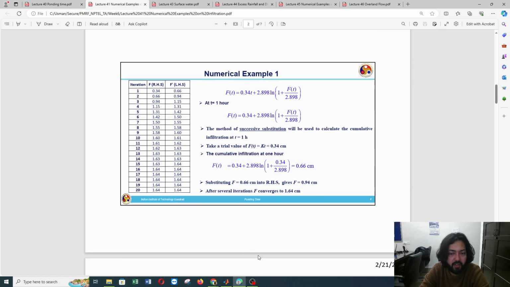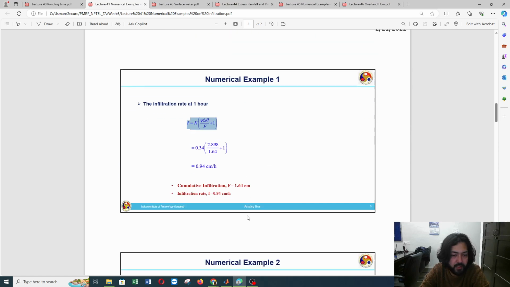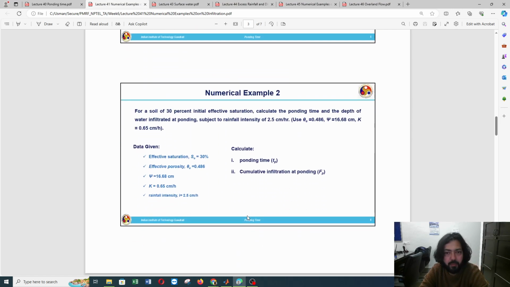So we got the value of F as 1.64, and since we know the value of cumulative infiltration, we can calculate infiltration rate also using the equation K psi delta theta upon F, plus 1. Then we have taken 2 examples on ponding time.